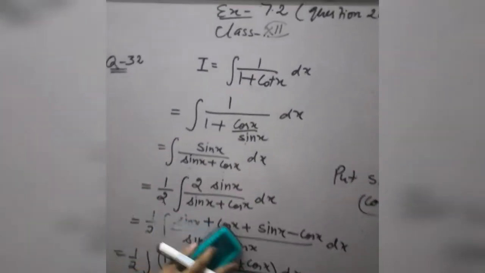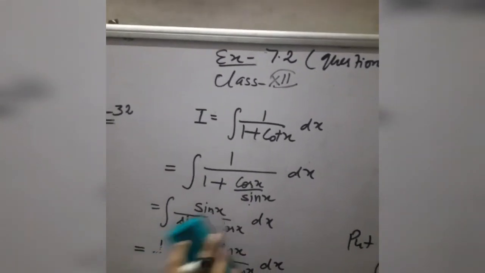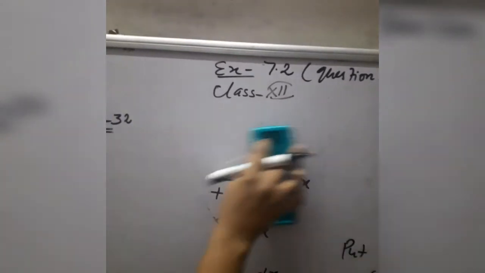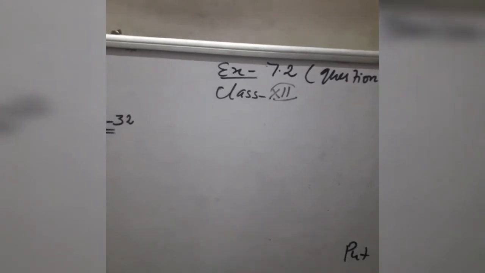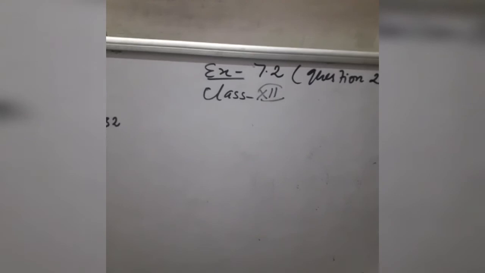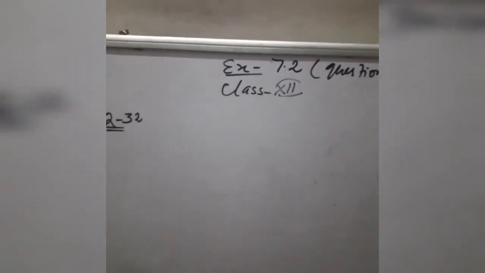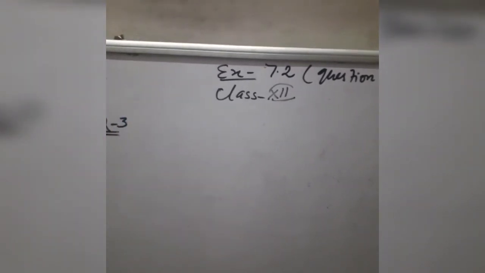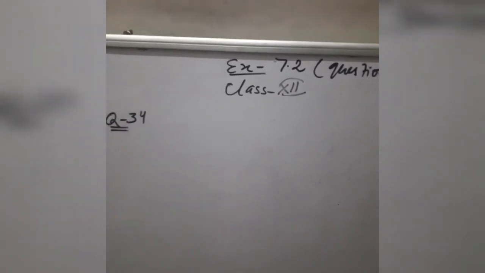So question number 33 is also similar to question number 32. 31 is similar to question number 30. 33 is similar to 32. That's why question numbers 31 and 32, these two questions you will do yourself. Now I am explaining question number 34.